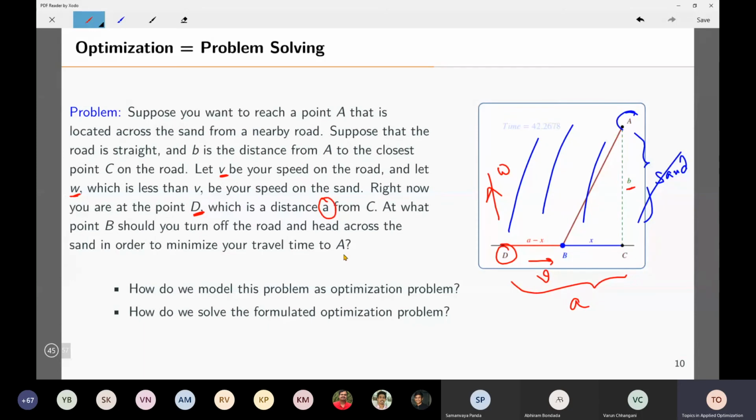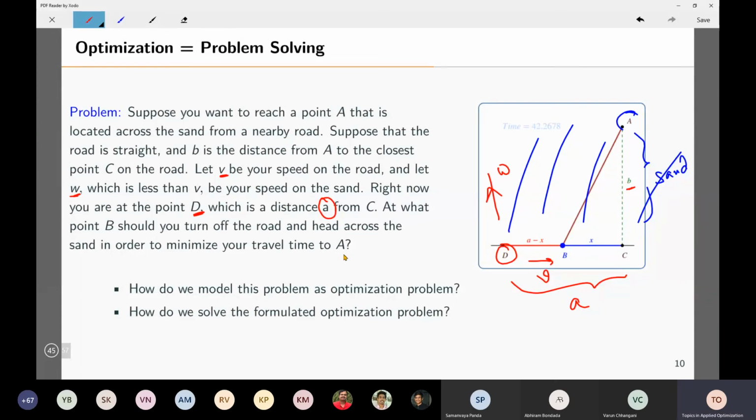But let us see the thing here. So the question is, how do you model this problem? This is a modeling problem right now. What is the objective function? What are the constraints? What do you want to do here? So that's the problem we are dealing with here.